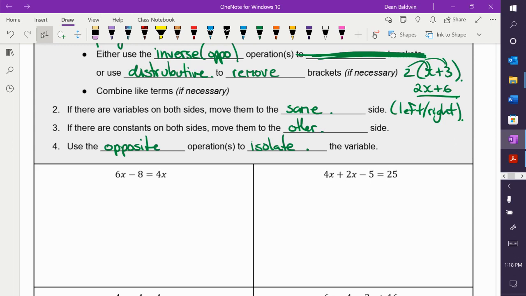Okay. First one, 6x minus 8 is equal to 4x. Do we have brackets? Let's start with that. Okay, so you don't have to remove any brackets. Do we have like terms on either side? In other words, are these like terms, 6x and 8? No. What do you need for like terms? Same variable and exponent, and so they're not the same. Okay.